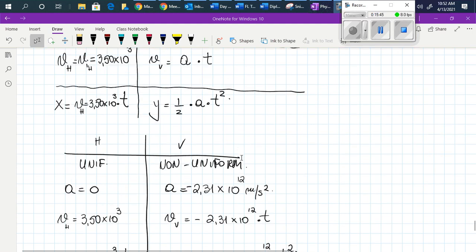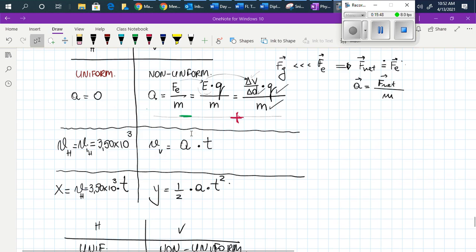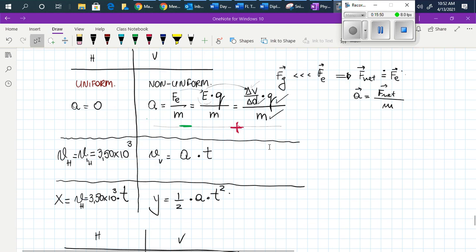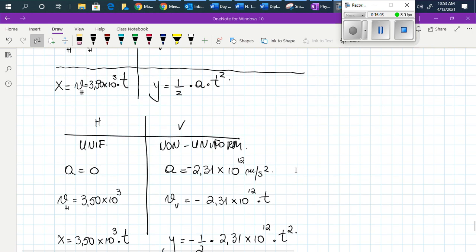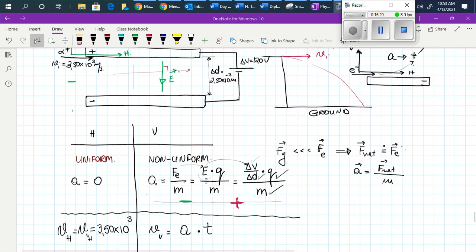So based on the calculation, this is what you should see. If you enter all the information that we have as a voltage of 120, distance between the plates 2.50 times 10 to the power of negative 3, charge as 3.20 times 10 to the power of negative 19, and mass 6.65 times 10 to the power of negative 27, then you will see that acceleration is 2.30 times 10 to the power of 12. And don't be scared when you see those large numbers.